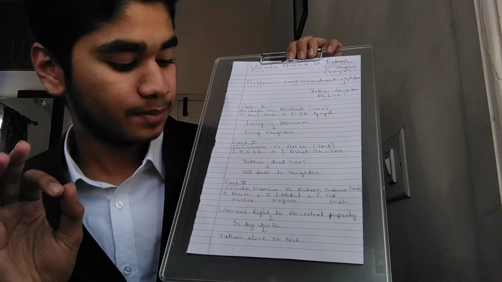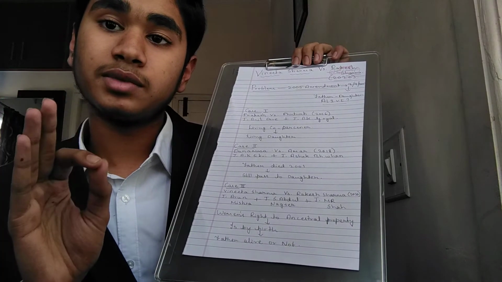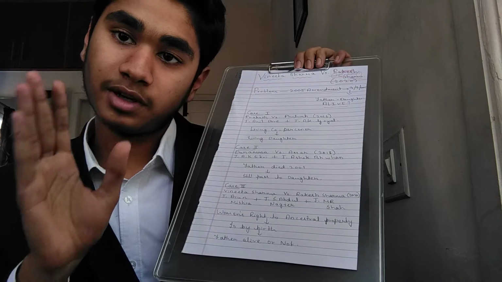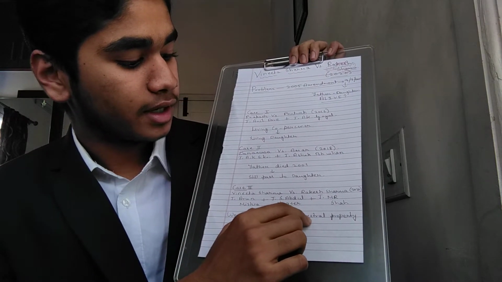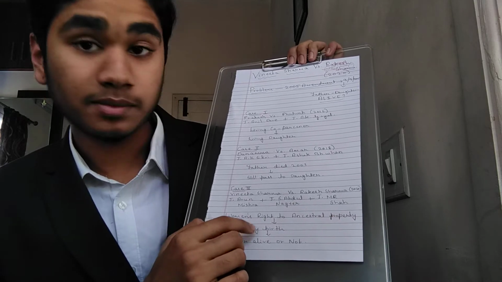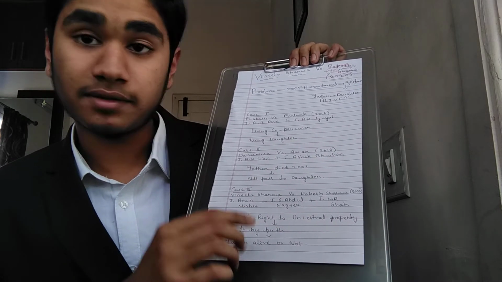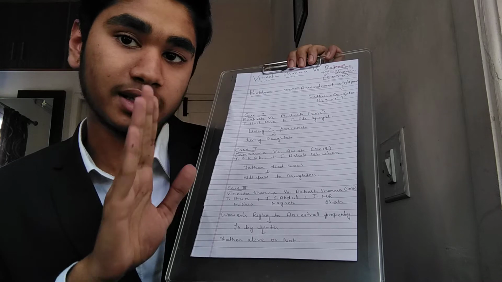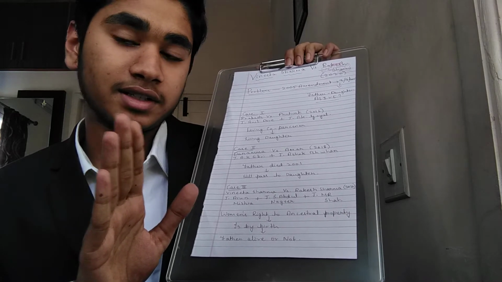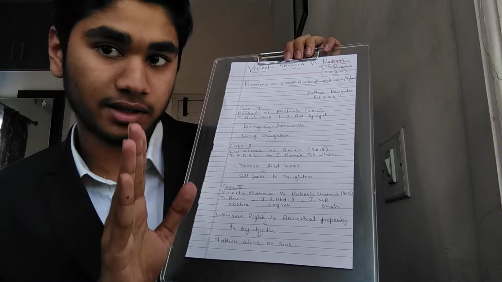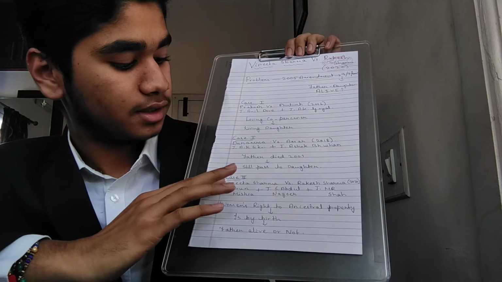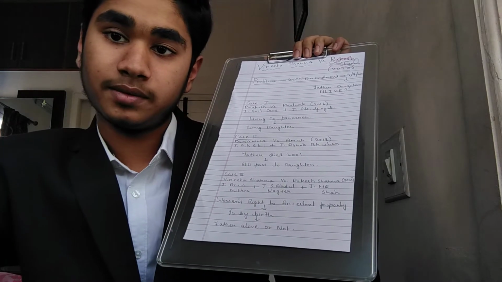In this, the Supreme Court simply said that the right of the woman will come when she is born. Right. A woman's right to ancestral property is by birth, and whether the father is alive or not will not make any difference. It is equally transferred even if the father is dead. So this is the case of Veneetha Sharma versus Rakesh.